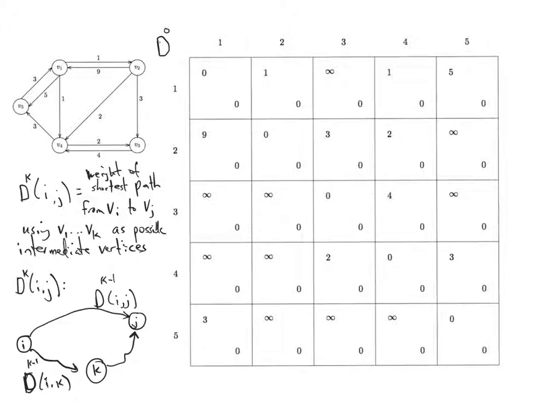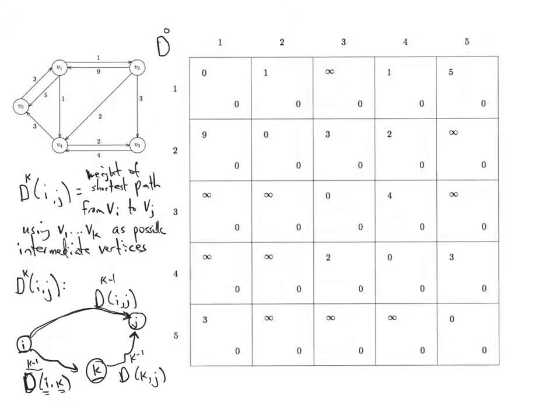So that says what's the cheapest way to get from vertex i to vertex k, using just vertices 1 through k minus 1 as possible intermediate vertices. And similarly, this path is dk minus 1 k to j. So there's two paths that are of interest here. One is the one that uses the stuff we already know.